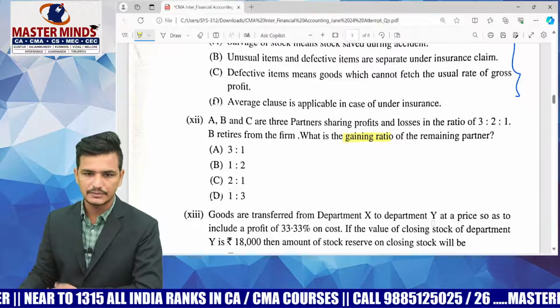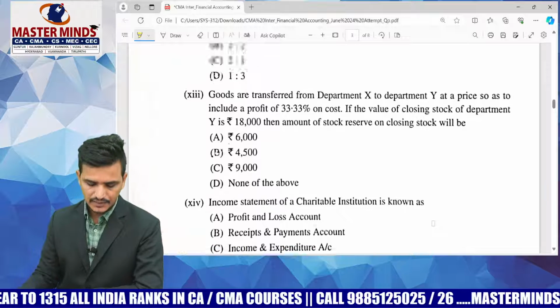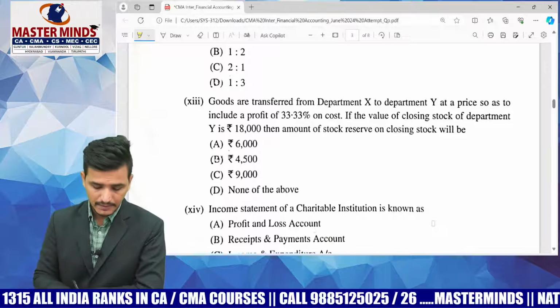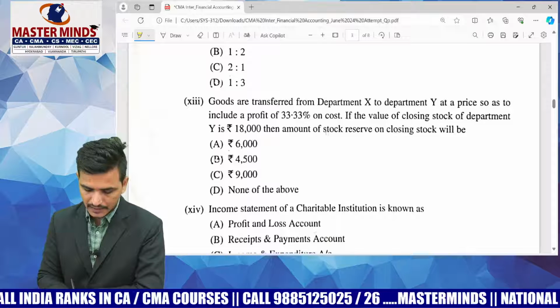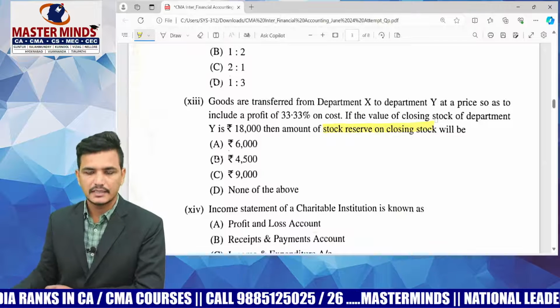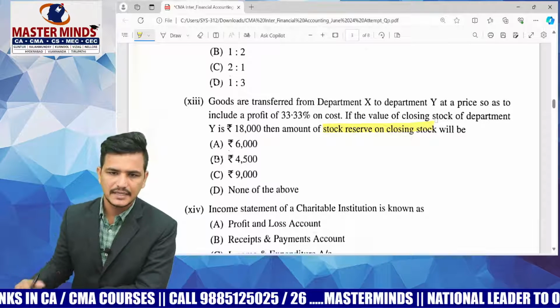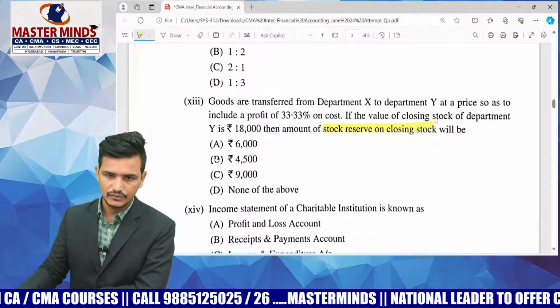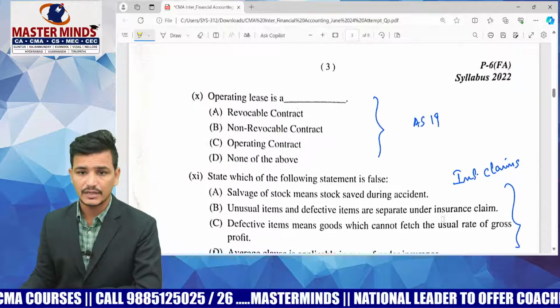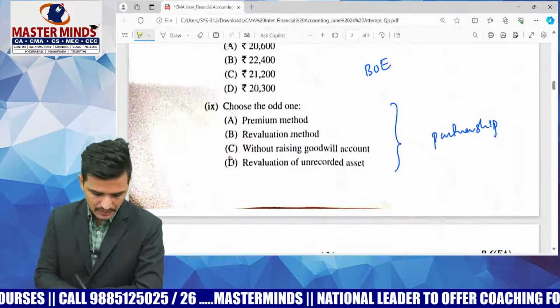So this is also the basic MCQ only. And coming to the next one, it is the departmental accounts. In departmental accounts, they are asking you to calculate how much stock reserve is to be created on the closing stock. These kinds of MCQs that we have discussed so far are all covered in our MCQ material, except this one.